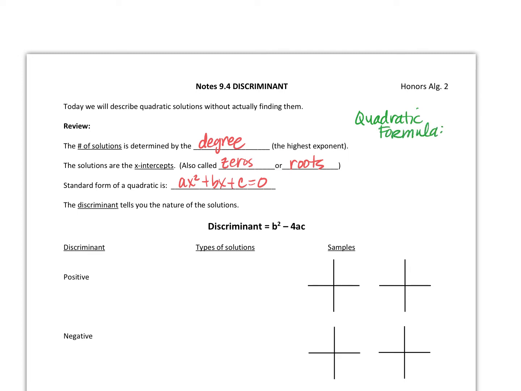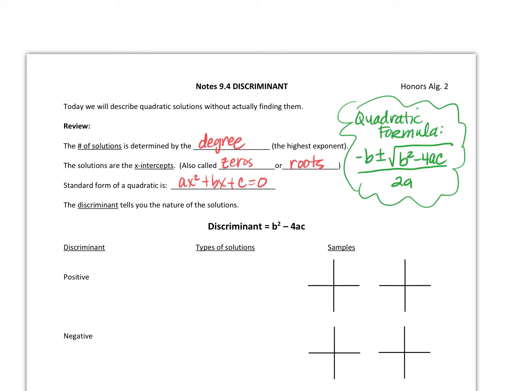Quadratic formula looks like this: negative b plus or minus the square root of b squared minus 4ac divided by 2a. Now this is something you're going to want to memorize. You don't have to have it memorized tomorrow or anything, but you are going to need it memorized by the time we take our test. So we're going to break it down into parts.